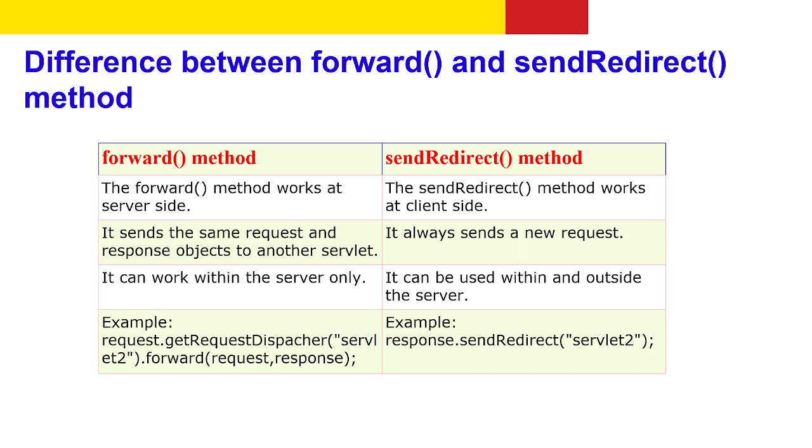So, the difference: the forward method works at the server side. The sendRedirect method works at the client. This is the main difference. Forward sends the same request and response objects to another servlet. For example, from the gross servlet, those request and response objects are sent to which one? The net servlet. The same request and response objects are sent to the other servlet. But sendRedirect is always sending a new, fresh request.